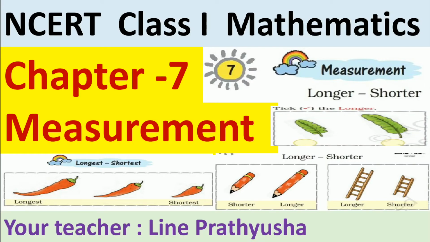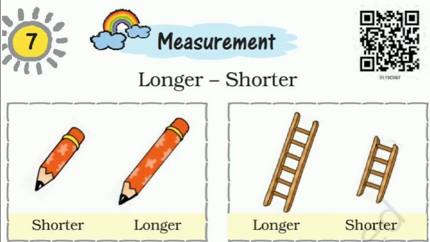Today we shall discuss Chapter 7 of our mathematics textbook, that is measurement. Longer, shorter. Children, here you can see two pencils. One is short and the other is long. When we talk about only one object, we say it is short. But when we compare between two objects, we say it is shorter than the other. If there are more than two objects, we say it is the shortest.